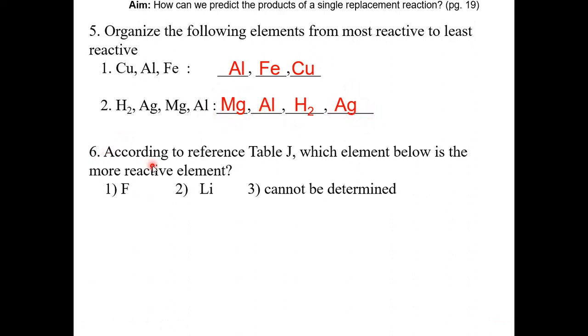Question 6. According to reference table J, which element below is the most reactive element? Since fluorine and lithium are in two different columns on table J, we cannot compare the two because fluorine will gain electrons while lithium will lose electrons, so we cannot determine this. So choice 3.